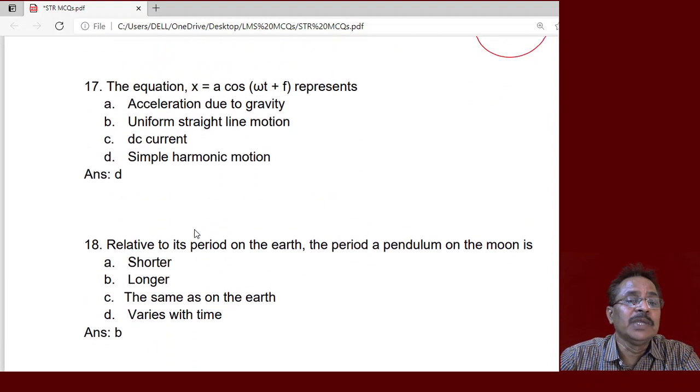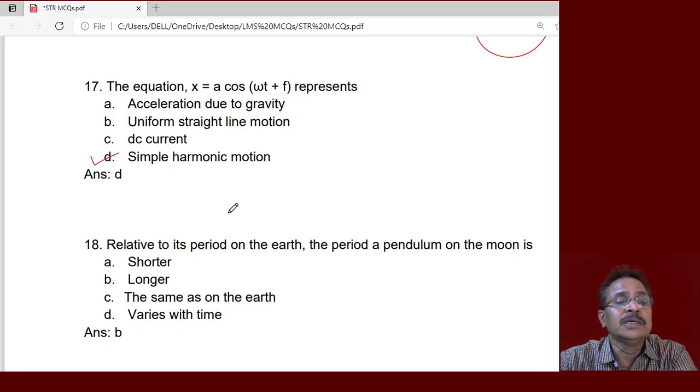Now this is again a simple question. Question number 17: the equation x equals A times cosine of omega t plus phi represents what? Now, this represents acceleration due to gravity. This is not correct. Uniform straight line motion? This is also not correct. Since this is a cosine function, a trigonometric function, it must be simple harmonic motion. So for question number 17, D is the correct answer.